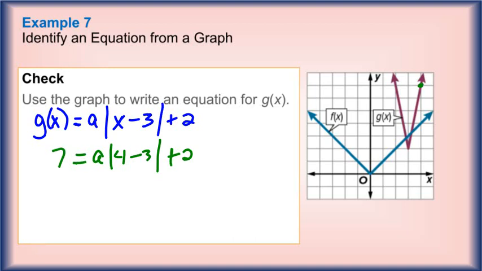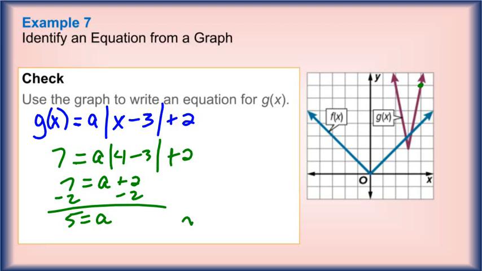Then I can solve for a. 4 minus 3 is 1. 1 times absolute value of 1 is 1 times a is a. Plus 2 equals 7. Subtract 2 on both sides. And a would equal 5. So now I can write my equation, g of x equaling 5 times the absolute value of x minus 3 plus 2.